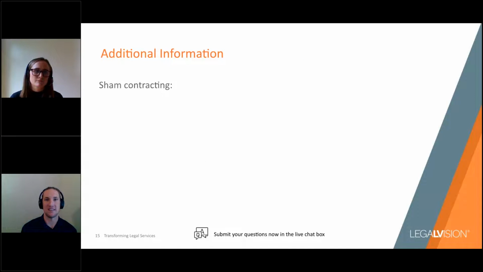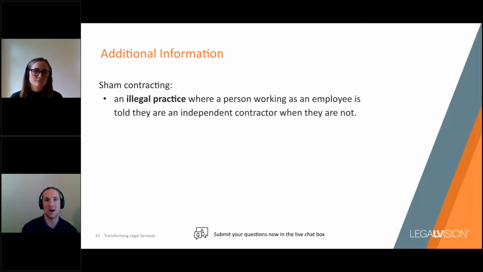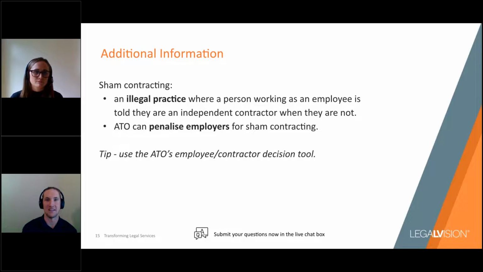Sham contracting is a practice where a company or a business brings on someone as a contractor under a contractor agreement, but when you look at the whole relationship between the parties, that person should actually be considered an employee. So if you've got a contractor who's working for you full-time, is using your equipment or wearing your attire, that kind of thing, chances are that the ATO, who monitors this practice, would look at that and say, actually, this person is an employee.